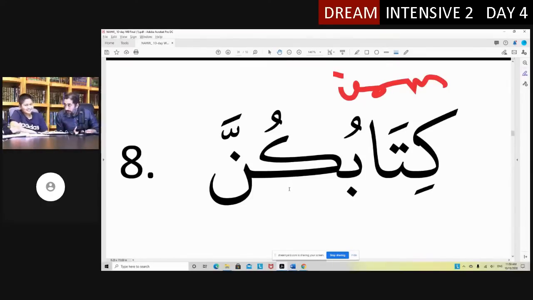A pronoun attached to an ism is jar. Yes, the pronoun is jar. The ism could be rafa, which it is, but it's the pronoun that becomes jar. Good. And why is it jar? Because they come in mudaf and mudaf ilayh. Allahu Akbar. Very good.